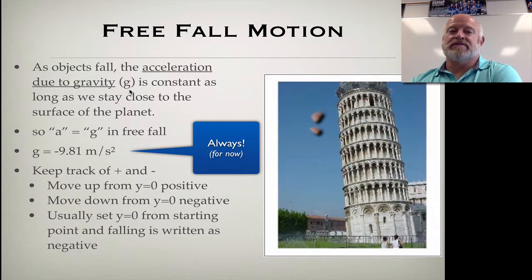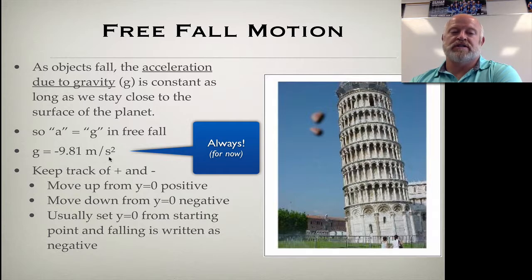Now, g is constant for us. As long as we stay close to the surface of the planet, which we're going to for now, we can say that g is always the same value. The beauty of that is, in any of our equations, we can replace a with g for free fall. So if something is falling, or if something is launched up in the air vertically, comes to a peak and then falls back down, that's still free fall. So in either case, we can replace a with g, and g is negative 9.81 meters per second squared.